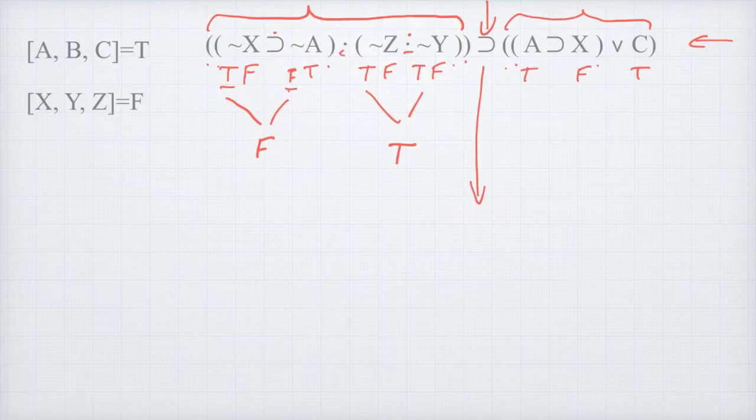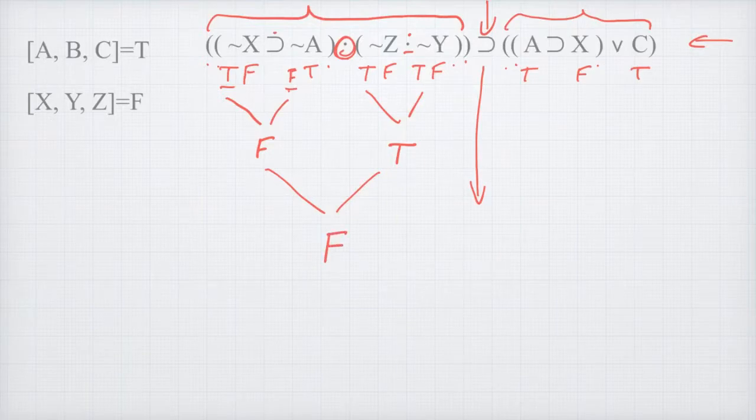And now the sub main connective for this whole big piece on the left here is the and statement. So false and true. Because I know my conjunction, I can look at my truth table. I see that when the left side is false and the right side is true in a conjunction, the whole thing is false.